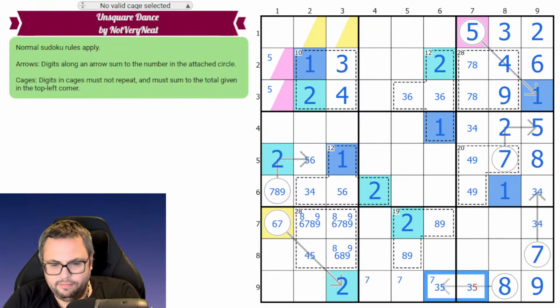Okay, so this could be 3, 5 in any order. Sorry, it can be 3, 5 in exactly this order. Something went wrong in box 6. Oh, something did go wrong in box 6.